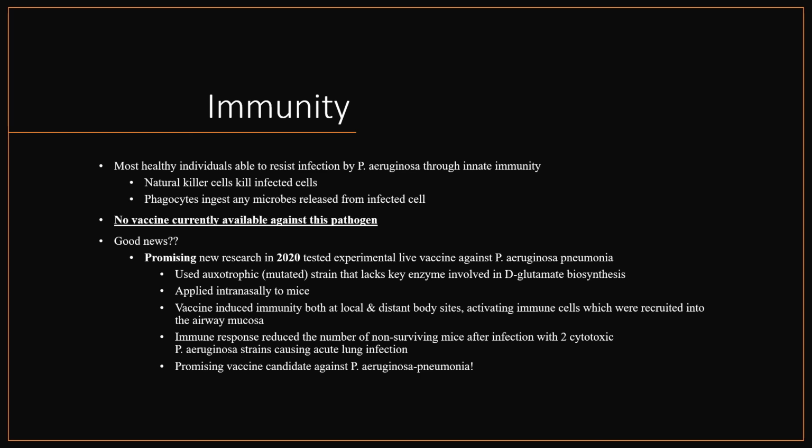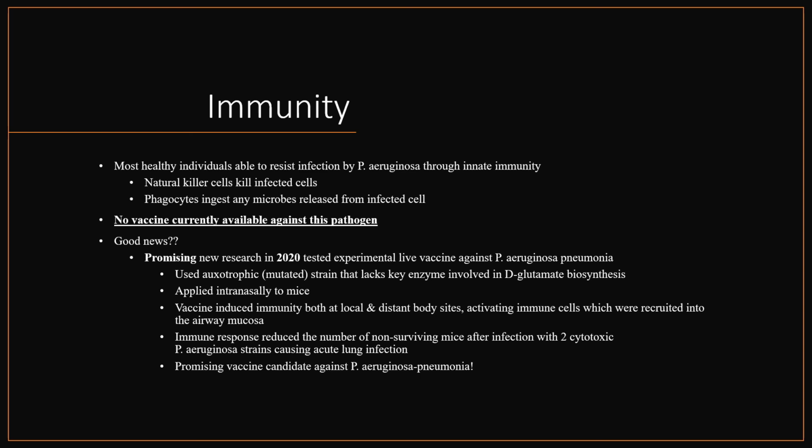However, I read some promising new research that took place this year where they tested a live vaccine against the bacteria that causes pneumonia. So they used a mutated strain that lacks a key enzyme involved in the synthesis of D-glutamate. And this vaccine was applied through the nose of mice. And what they found was that the vaccine induced immunity in both local and distant body sites. And it also activated the immune cells, which were recruited into the airway mucosa.